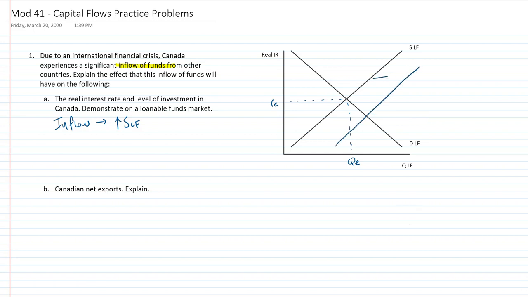An increase going to SLF2, created by an inflow of funds, is going to lead to a decrease in our interest rate down to R2, and an increase in our quantity of loanable funds. So we can say that the real interest rate in Canada is going to decrease. Second half of this question goes back to something that we have studied in past units. When interest rates go down, we know that investment spending will go up because borrowing is cheaper.